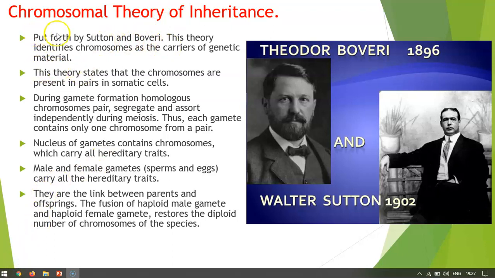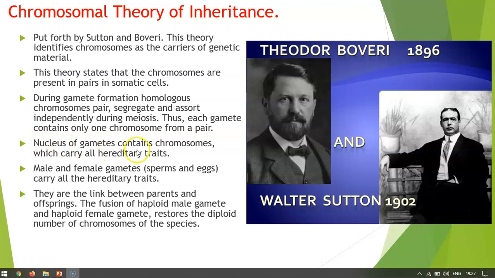Students, let us see what this chromosomal theory of inheritance states. The theory states that the chromosomes are present in pairs in a somatic cell. So you need to have a pair of a chromosome. During gamete formation, homologous chromosomes pair, segregate, and sort independently during meiosis. Thus, each gamete contains only one chromosome from the pair.